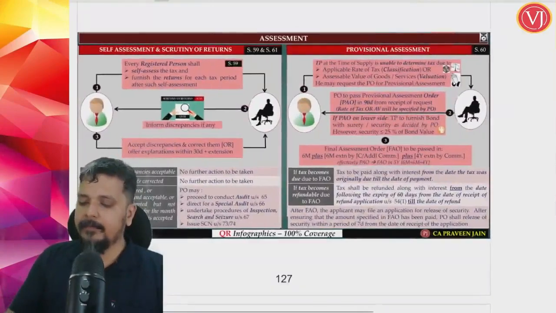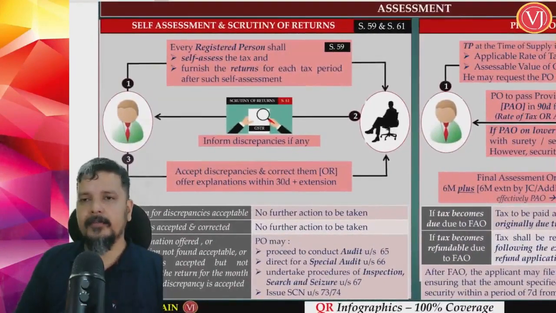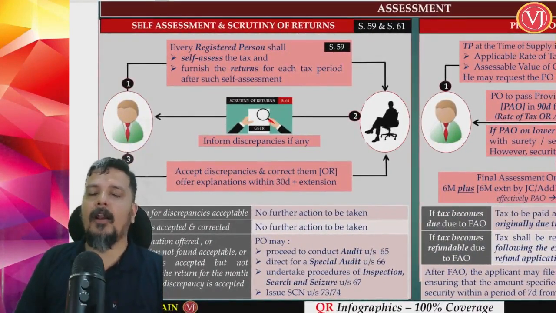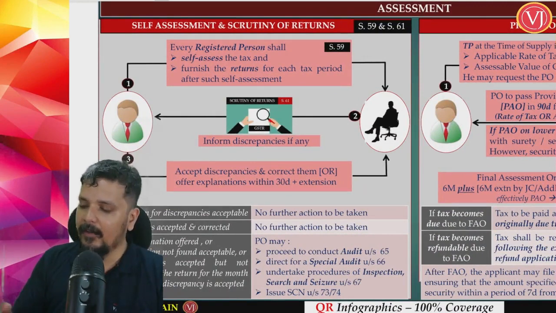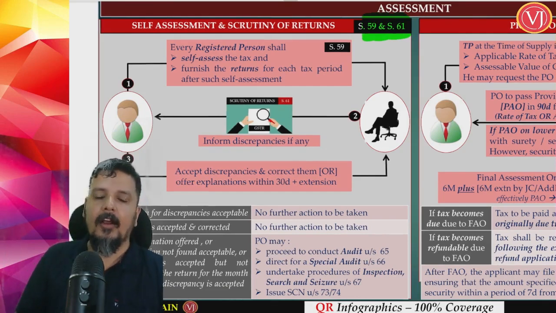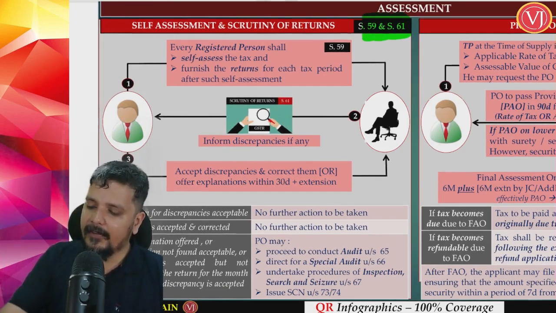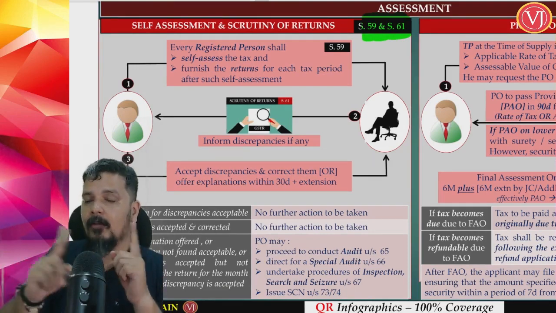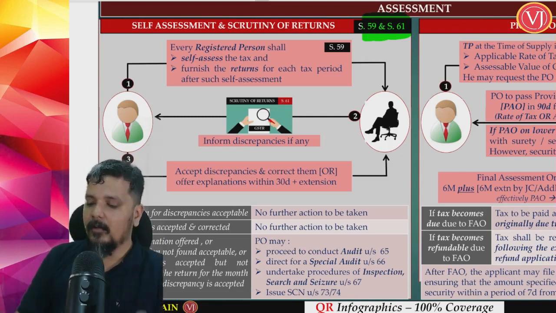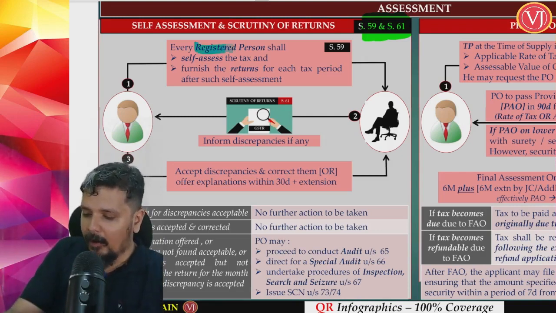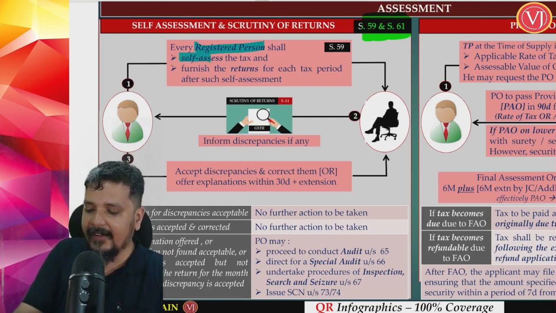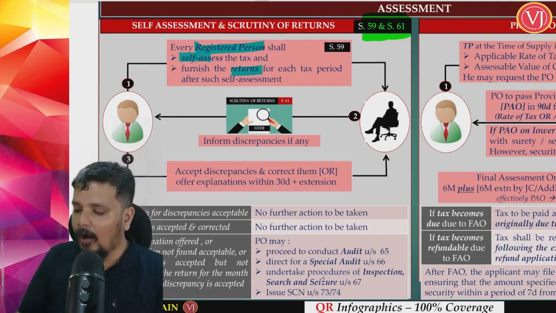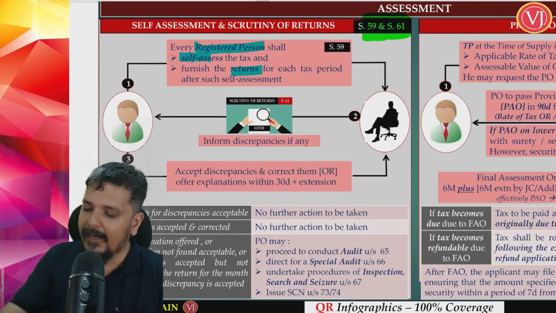Now let us talk about the different assessments that you have. First is a case of self-assessment. All the tax laws that you see now are all going on the concept of self-assessment. So when you talk about self-assessment, you have to read section 59 read along with section 61. That will be scrutiny. What is self-assessment? Registered person. By the way, both the audits, general audit and special audit, were only against a registered person. So even when you talk about self-assessment, it is all against a registered person who has self-assessed the tax and filed the return.